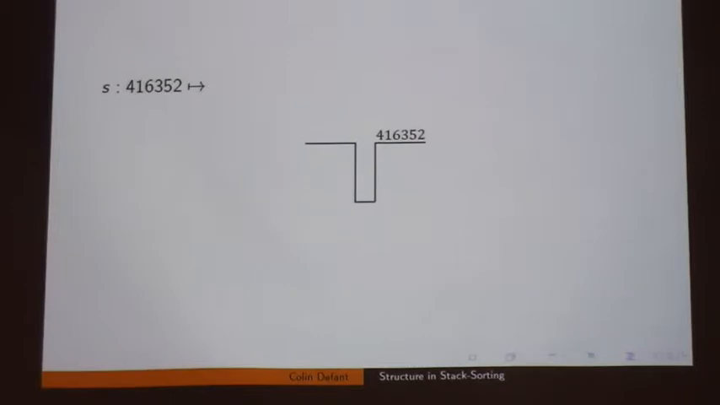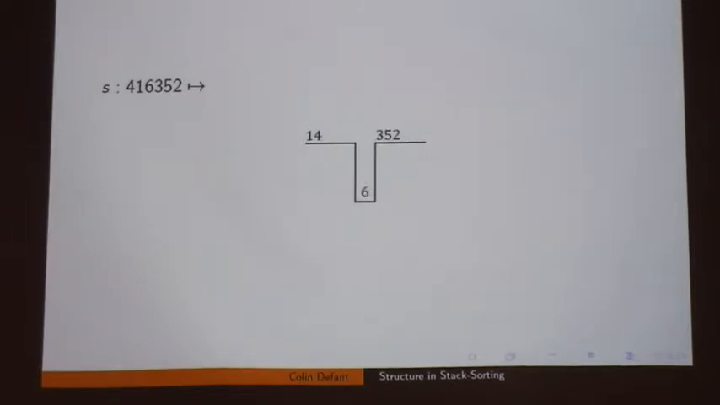The 4 wants to go into the stack, and that's fine because the stack is empty. And then the 1 wants to come in, which is also fine because 1 can sit on top of 4. Now 6 wants to come in, but 6 can't sit on top of 1 because 6 is bigger than 1. So before 6 can come in, 1 has to pop out. And for the same reason, 6 can't sit on top of 4, so 4 has to pop out.